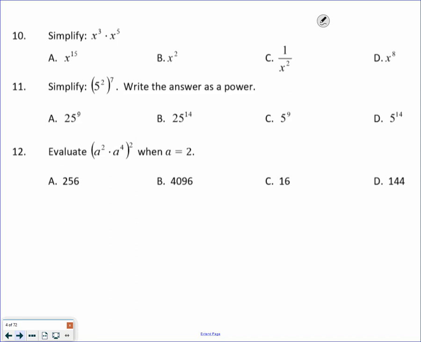Simply adding exponents. X to the third times x to the fifth is x to the eighth. This should be an easy one. We've already done those kind of things earlier. 5 to the second raised to the seventh. Go ahead and multiply the exponents. You get 5 to the 14th.